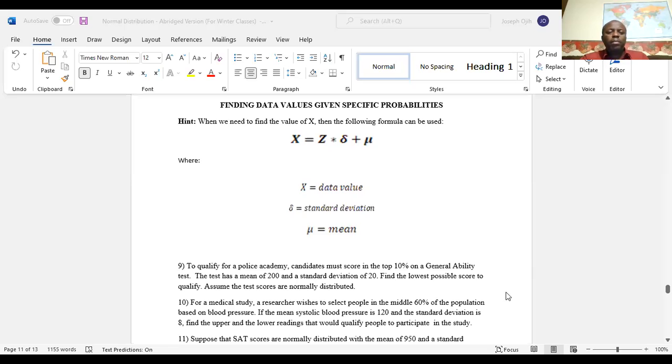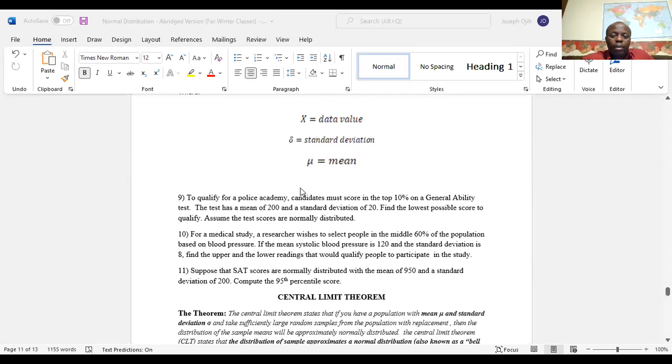Sometimes they might ask you to find the X value, call it the data value. So we use this method, finding data values, giving specific probabilities. And the formula we use is this formula here: X equals Z times standard deviation plus mean. So all you have to do is find the value of Z, and with that you plug it in, with the other values, into this formula, and you get the data value you're talking about. So let's see how this can be applied.